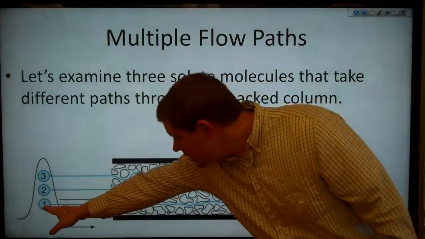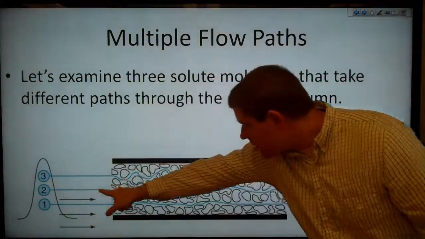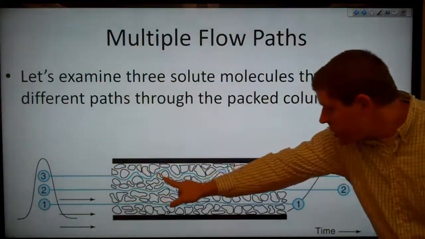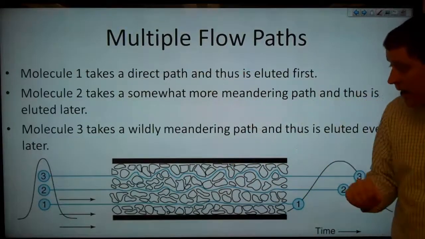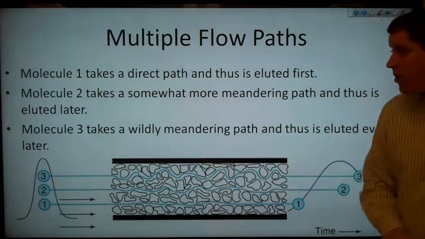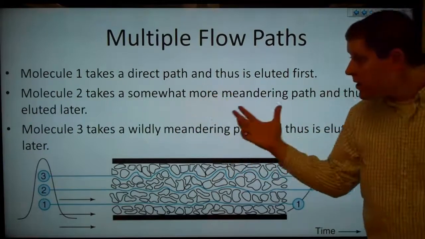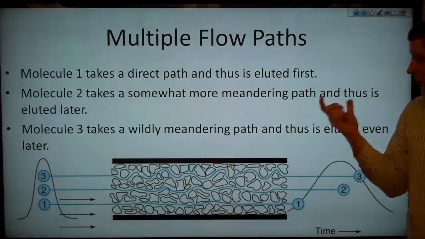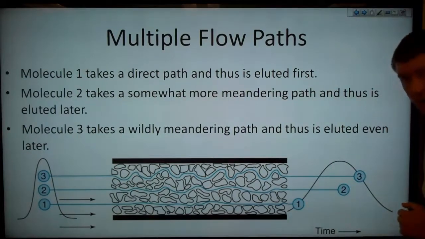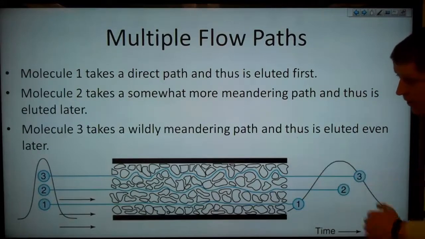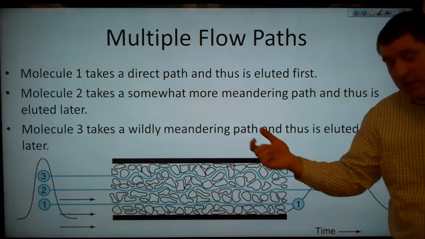So our first solute particle here is traveling this path. Our second particle is going to travel that middle path, and our third particle is going to travel a much wilder path. So molecule 1 is taking a very direct path. It's not deviating much radially along the column, and thus it's going to be eluted first. Molecule 2 takes a somewhat more meandering path, and thus it's going to be eluted later. So molecule 1 comes out before molecule 2 does. But molecule 3 takes an even more wildly meandering path, and thus it's going to be eluted even later.